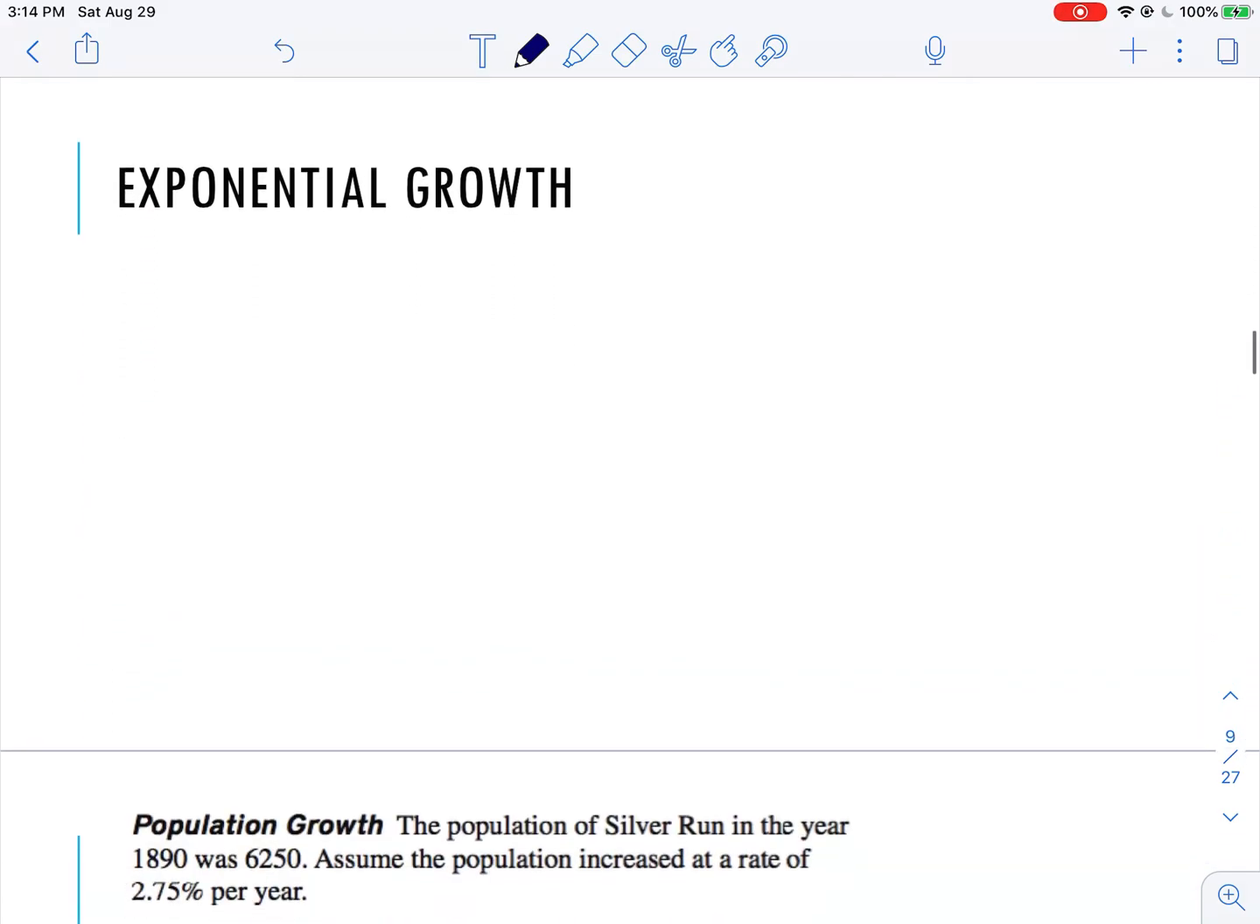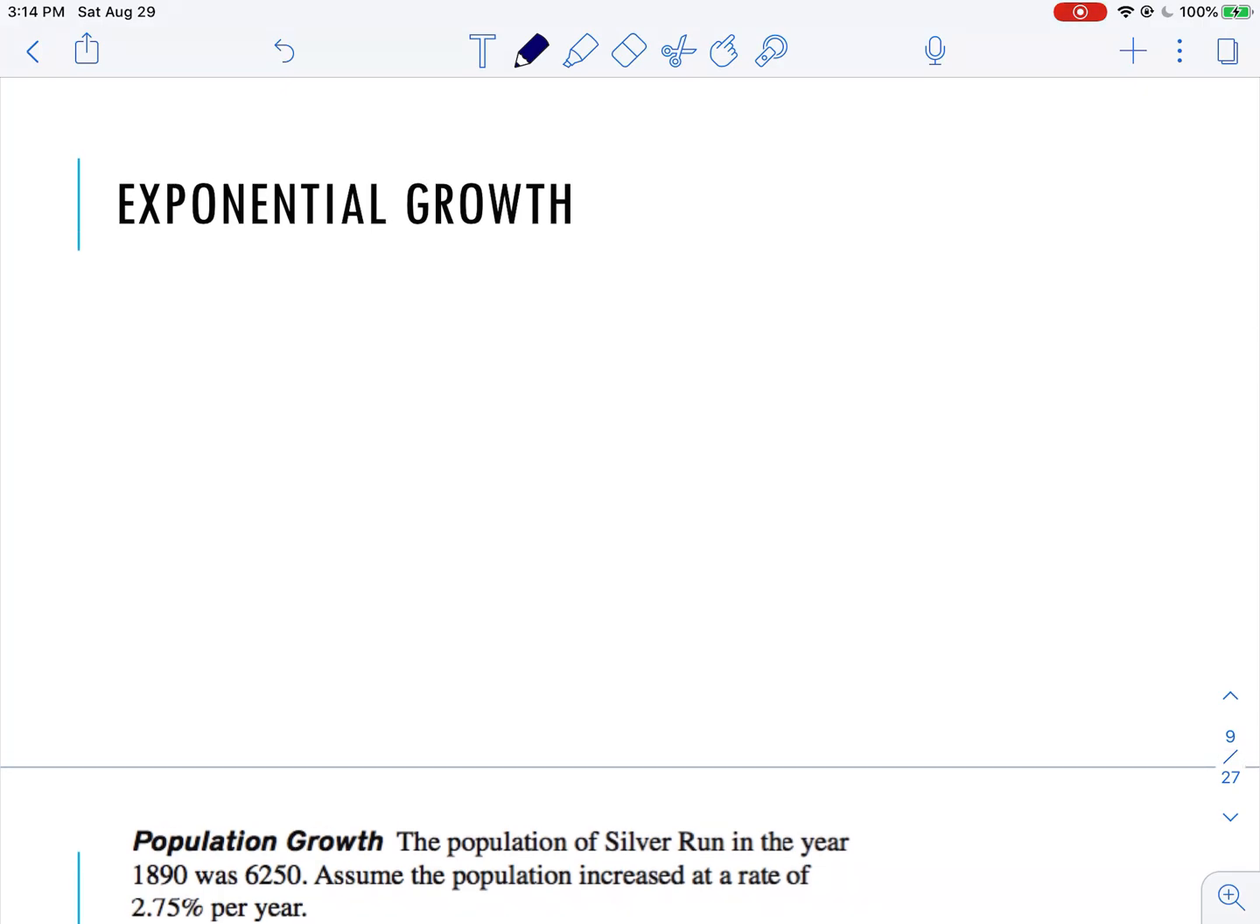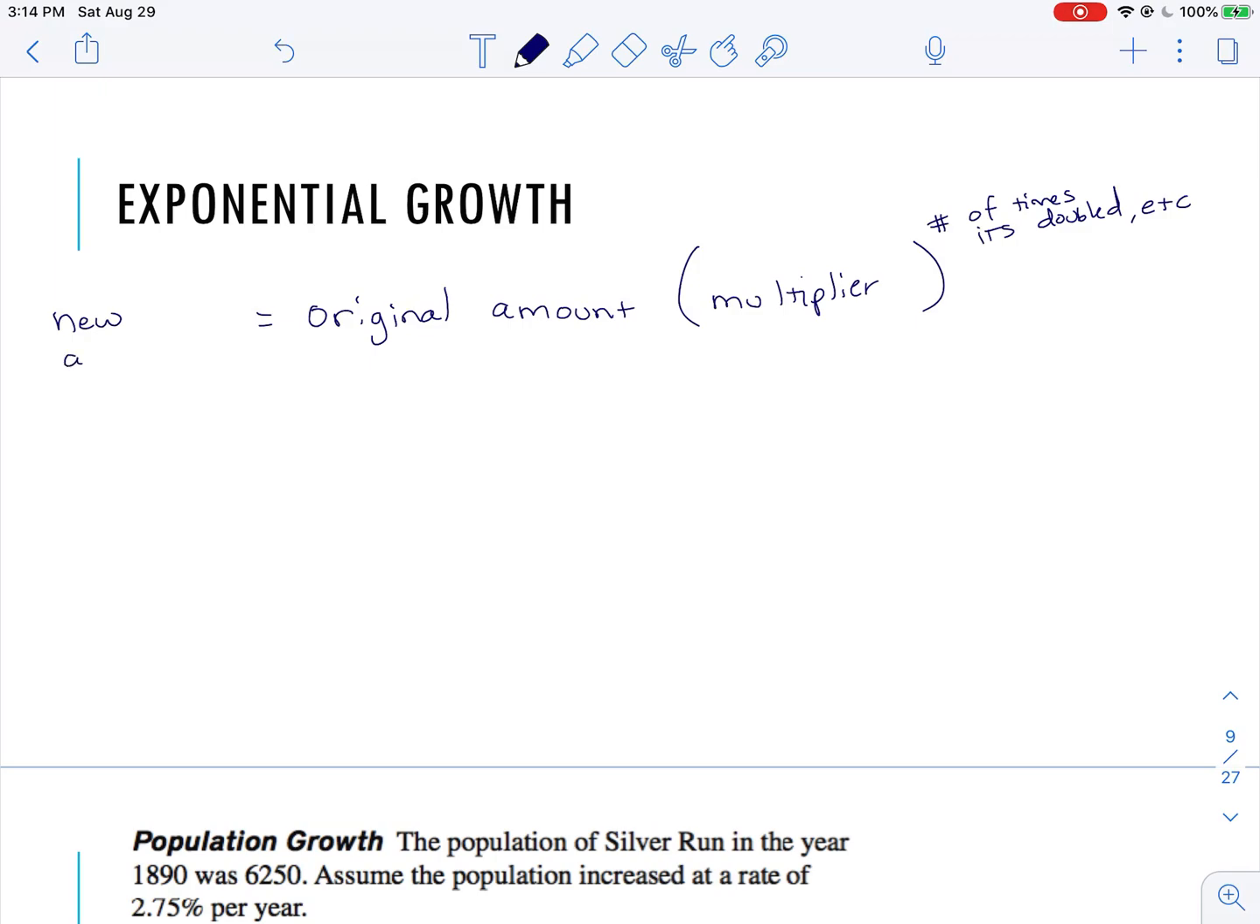So exponential growth. So these would be bacteria problems, population problems, things like that. The most basic way of thinking of exponential growth is you have your original amount, so whatever you're talking about, bacteria, money, and then you are going to times that by the multiplier raised to the number of times it's doubled or tripled or whatever is happening. And that's going to equal the new amount.